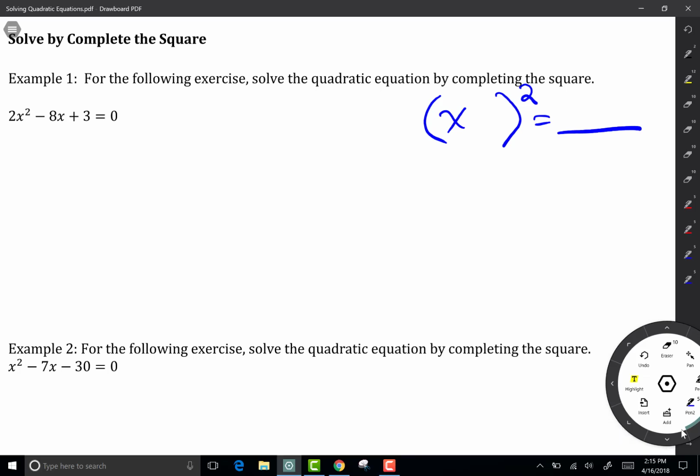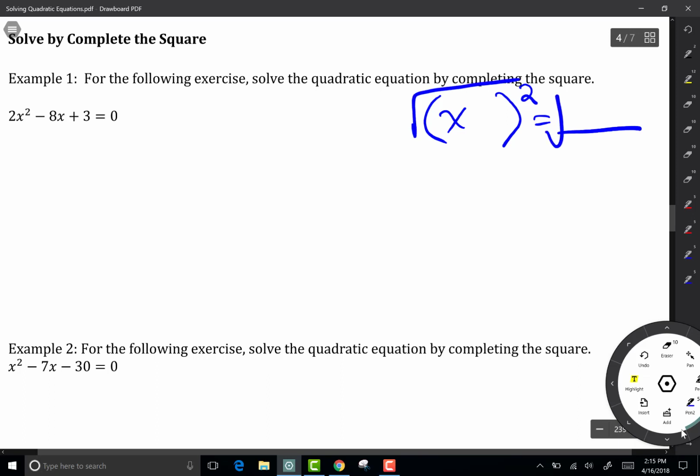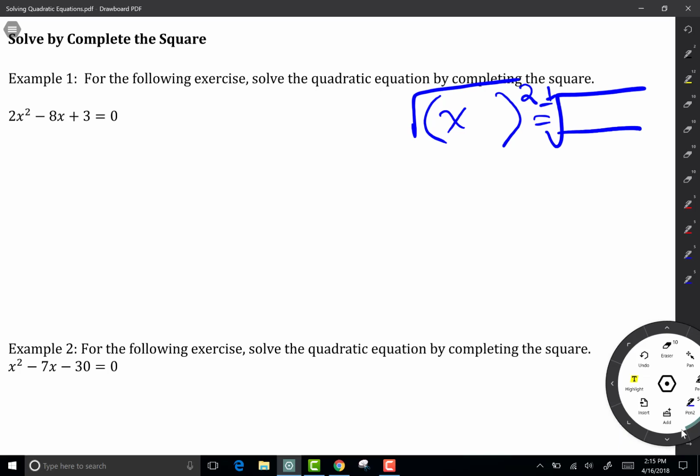Once I have it set up like this, then I can use the square root property like we did in the previous examples to square root both sides and solve for x. So that is my goal. So I'm going to use the complete the square method in order to do that.